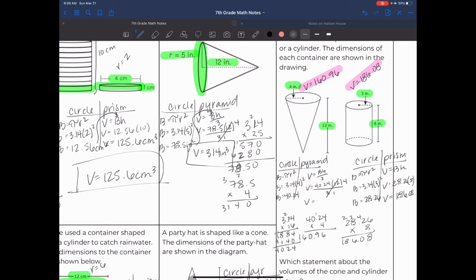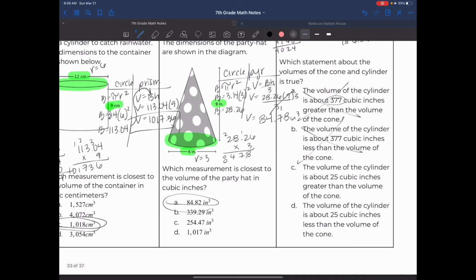And I say about because I'm rounding. So do 186 minus 161 in your head, because we should be doing mental math. Comes out to 25. About, roughly. So the volume of the cylinder is about 25 cubic inches greater, whereas answer choice D is the volume of the cylinder is about 25 cubic inches less. And we know the cylinder is greater, which means C would be my answer choice.